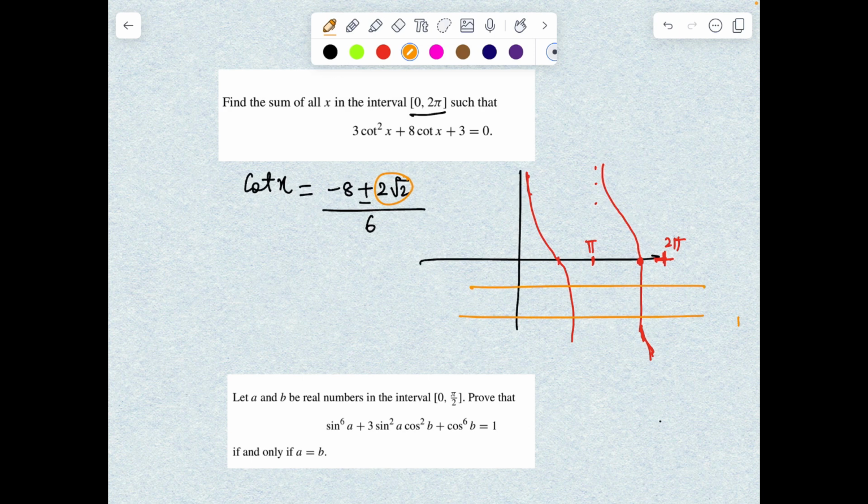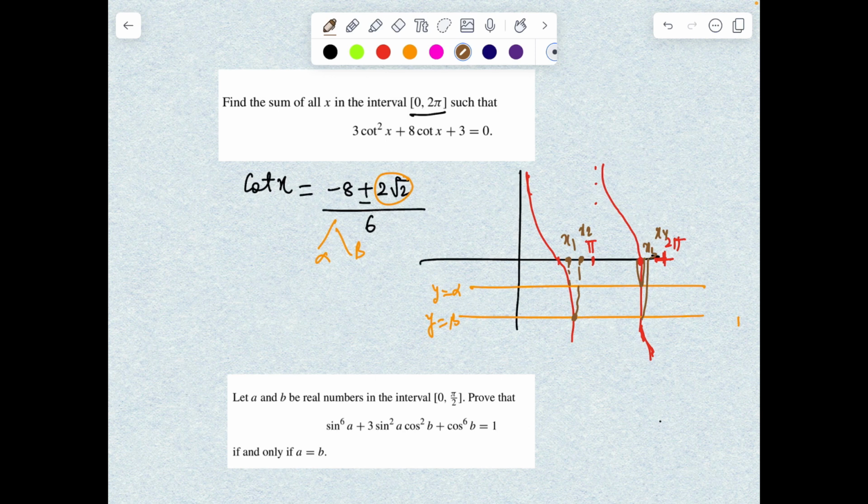So if I draw, let's say one root is alpha and the other beta. So this is y equals alpha and y equals beta. So clearly I have 4 solutions. Let's denote this solution by x1 and x2. Let's call this x3 and x4, right?